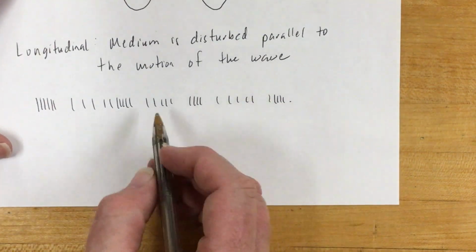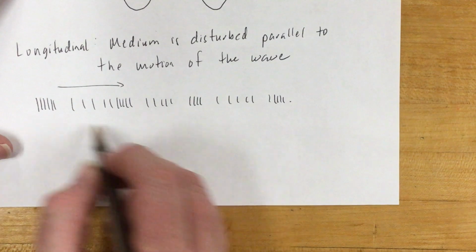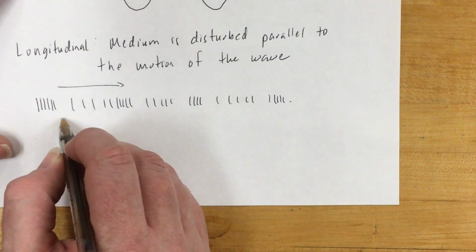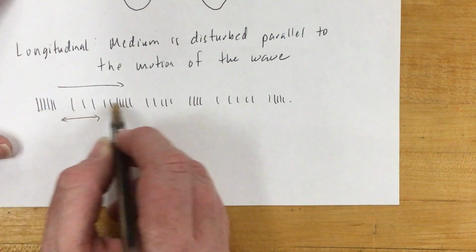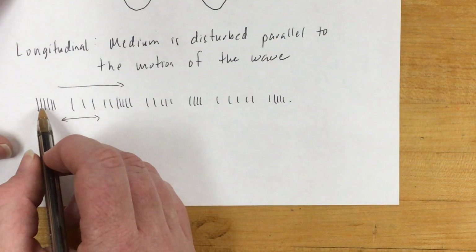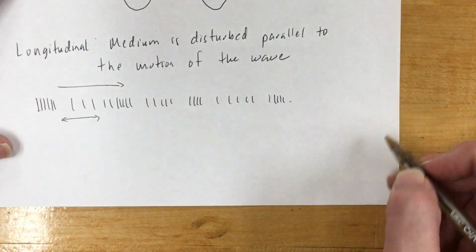If you look at this, the wave might be traveling that way, and the motion of the particles is just back and forth here. So this moves there and there and there. But the energy of the wave as a whole would continue down the line.